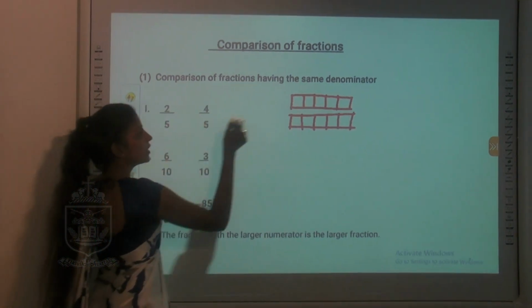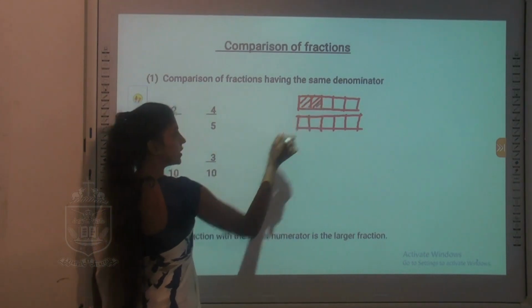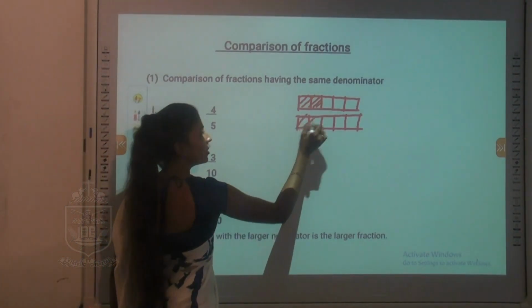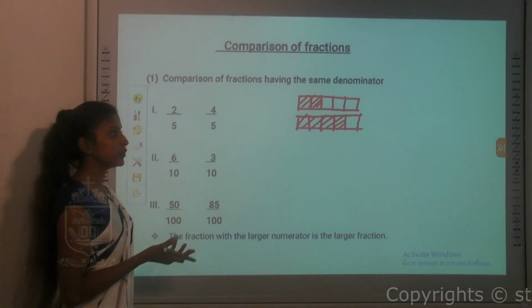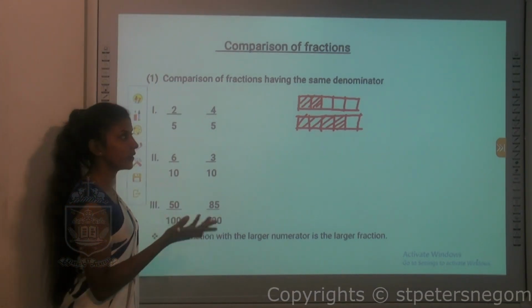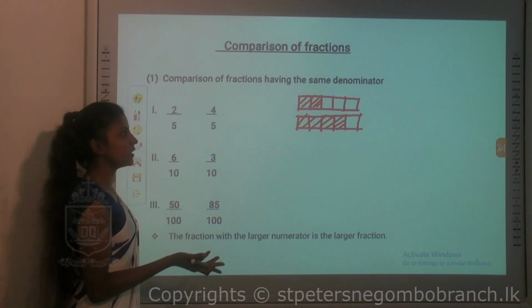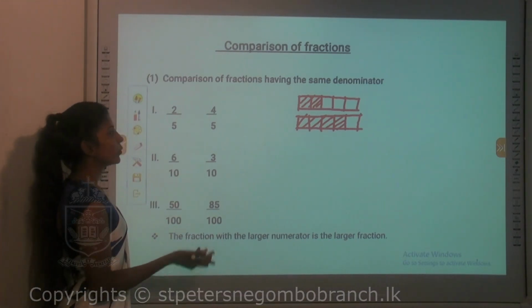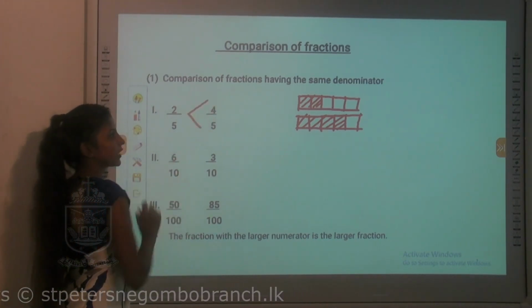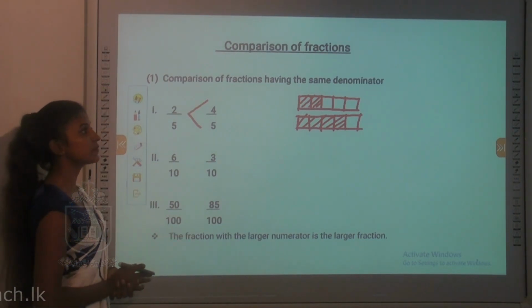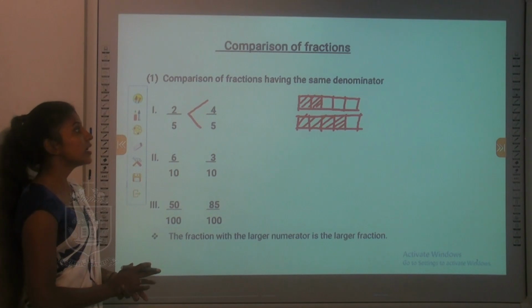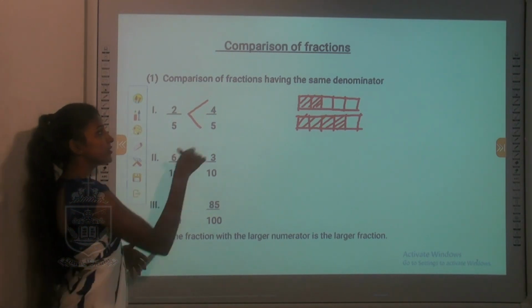In the first one I am going to shade only 2 parts, and in the second figure I am going to shade 4 regions like this. Now by looking at this diagram, it is clear for you all which part is large. First figure or the second figure? Second figure is large. So here this fraction is large. So what we can summarize from this is always, if you have a larger numerator.